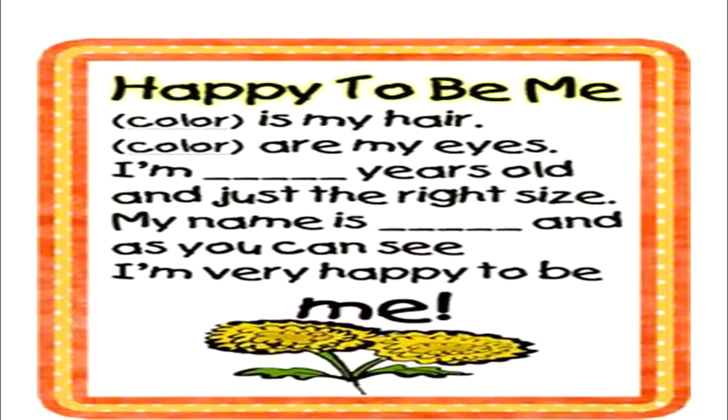We can have an activity where the child is given blanks to fill in, and that comprises his poem. So the poem like Happy to be Me can be given with blanks. There's a blank for color of the child's hair, there's a blank for the color of the child's eyes, there's a blank for the age of the child, and there's a blank for the name of the child. So when the child fills in those blanks, the poem becomes his own poem, and then he gets a chance to come and recite it in front of the whole class.